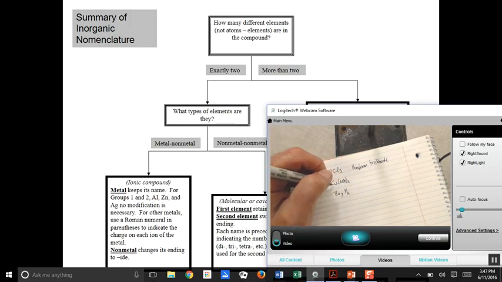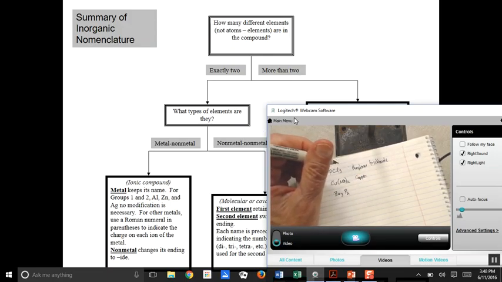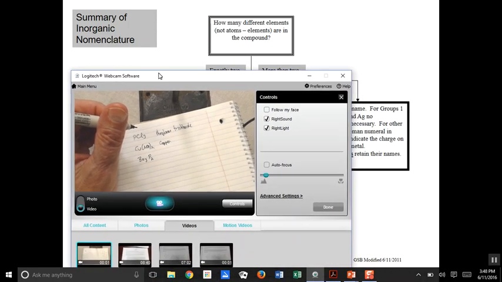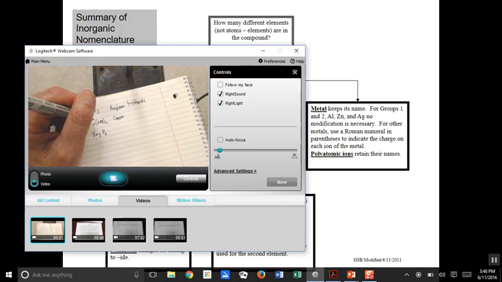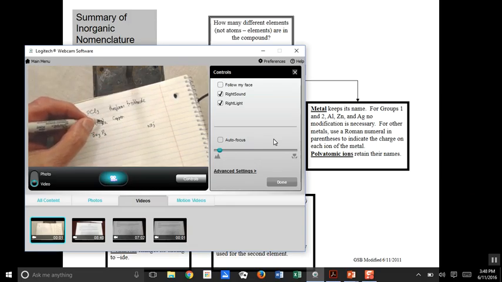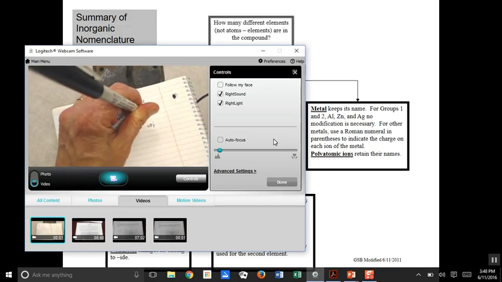If I look at copper and nitrate, the nitrate group is a polyatomic ion, and copper is a metal. Now if you pay attention to this part, which I hope you will, when we talk about naming the metals in here, we say the metal keeps its name for groups 1 and 2, aluminum, zinc, and silver. No modification is necessary. For other metals, use a Roman numeral to indicate the charge on each ion of the metal. So I look at this guy and think, what's the charge on copper in here? Well, nitrate is an ion that has a minus 1 charge. So if I have two of those in here, that's two minus charges, right? So that tells me about the charge on the copper. He's probably plus 2. So I'm going to call him copper two, in Roman numerals, nitrate.